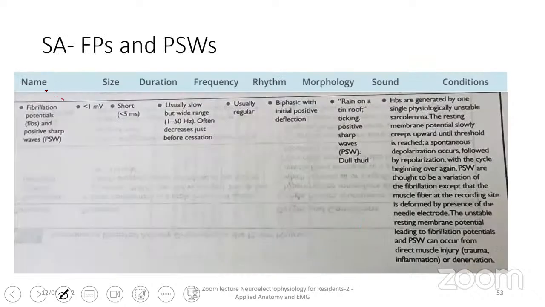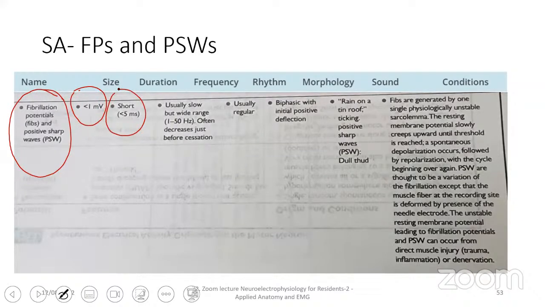Fibrillation potentials, or fibs, and positive sharp waves: they are less than 1 millivolt, less than 5 milliseconds, usually slow but with a wide range, often decreasing just before cessation. Usually they are regular, tick, tick, tick. Biphasic with initial positive deflection, they sound like rain on a rooftop, and positive sharp waves sound like a dull thud.